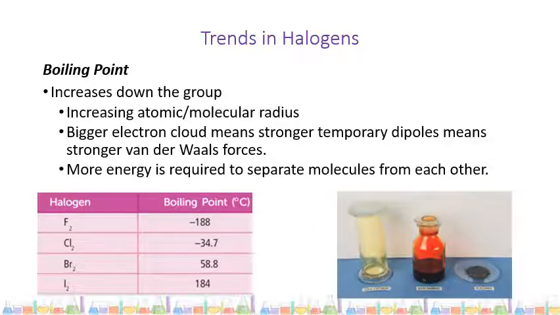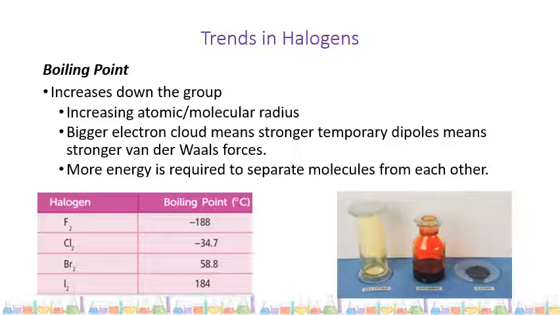The boiling point increases down the group of halogens due to the increasing molecular radius, so the molecules are getting bigger, which gives them a bigger electron cloud, so they can form stronger temporary dipoles. This means that the van der Waals forces holding the molecules together are going to be stronger, and you'll require more energy to separate the molecules out.